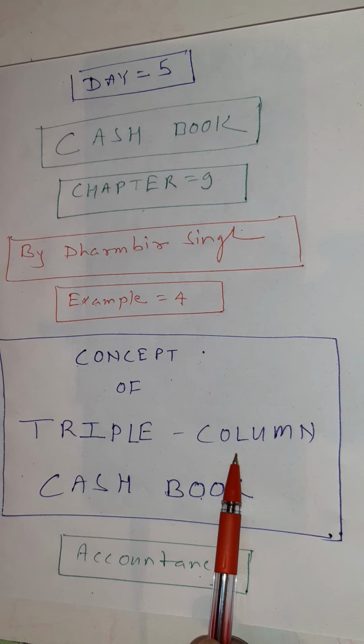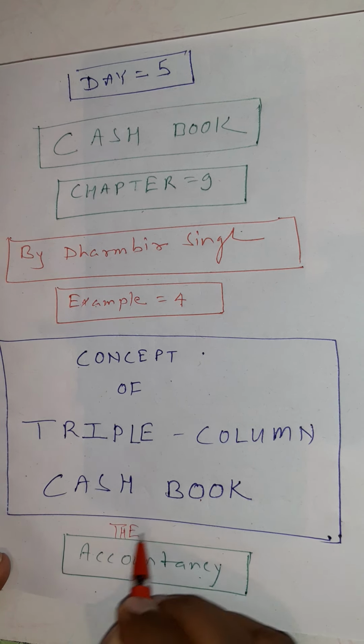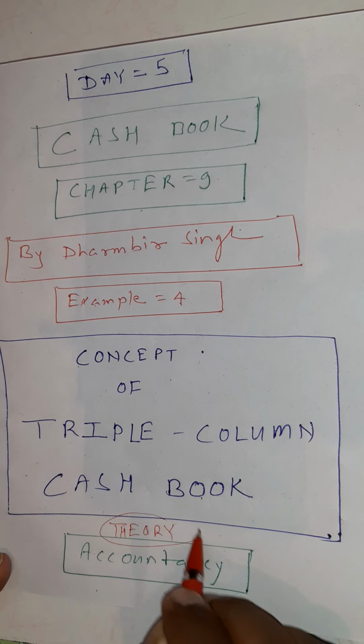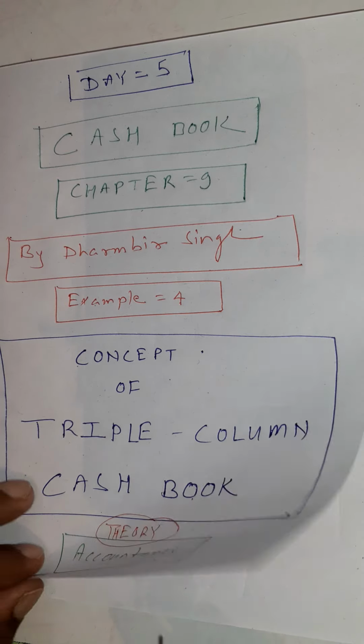In single column you have understood the basic concept of cash. In triple column you will understand the bank and discount column. Each and everything I will discuss in this video. At first you will have to understand the theory concept of triple column, then in the next video I will discuss the practical concept of this chapter. Try to understand the concept at first, then you can do it very well in the examination.